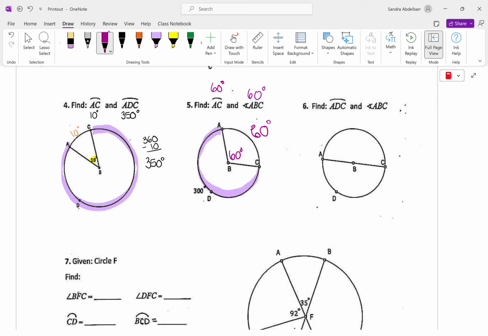Right. And for number 6, we want to find ADC. Well, do we agree that ADC is a semicircle? So that's 180. And then we want to find angle ABC. Well, isn't angle ABC a straight angle? Because it's a straight angle, it is also 180 degrees.